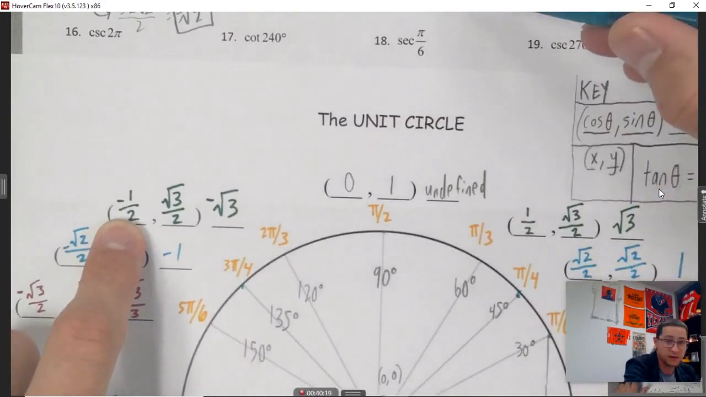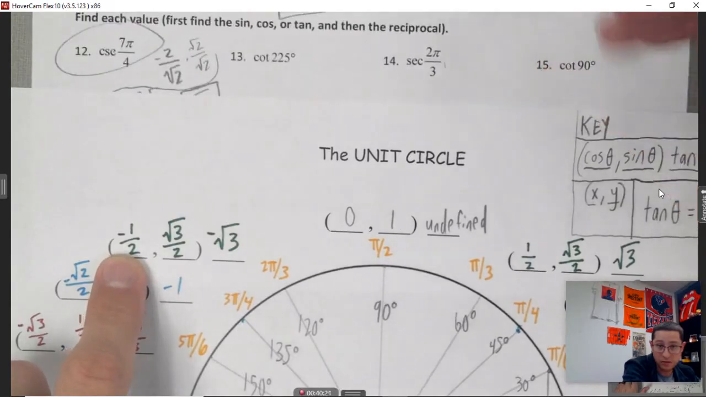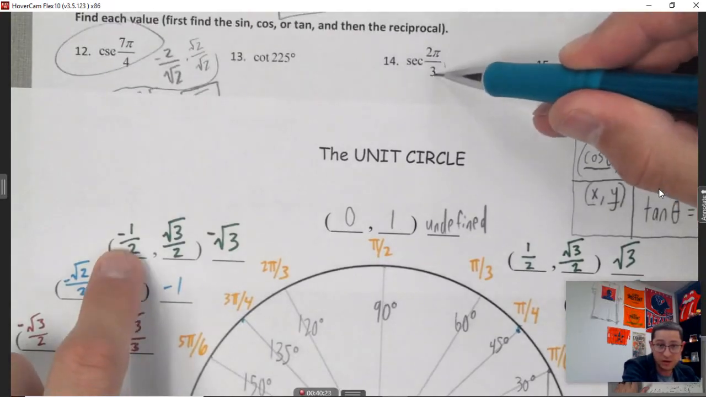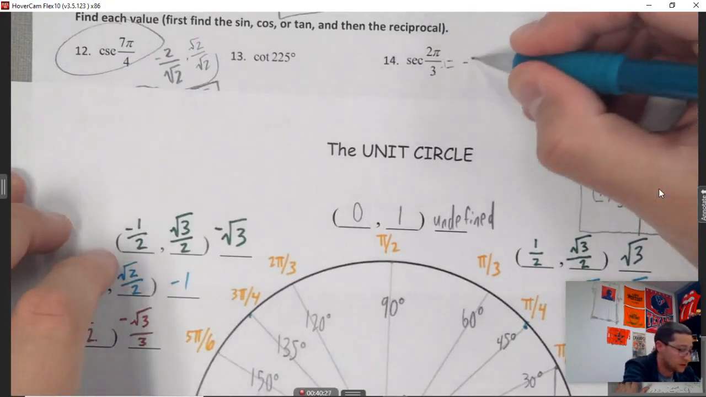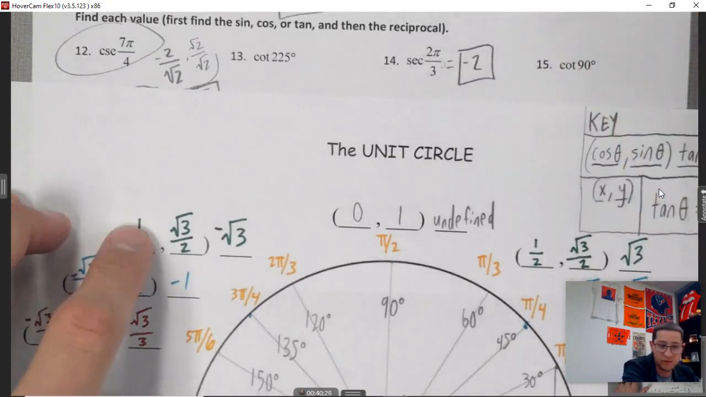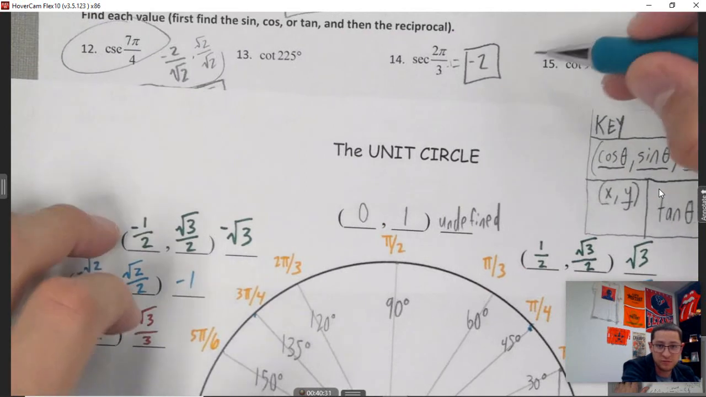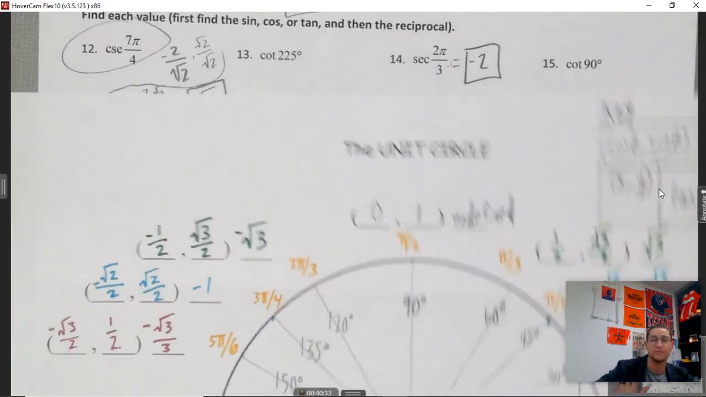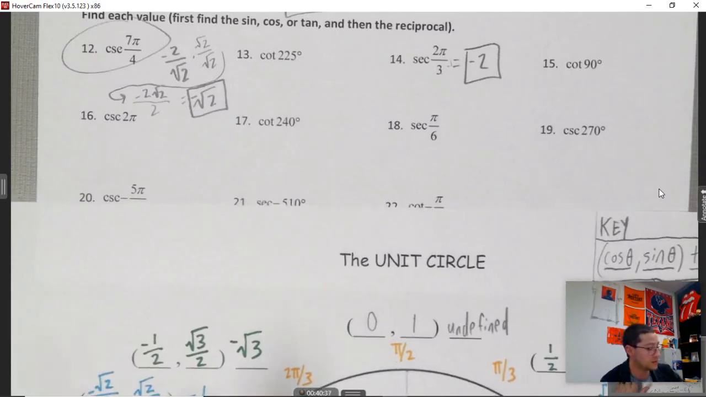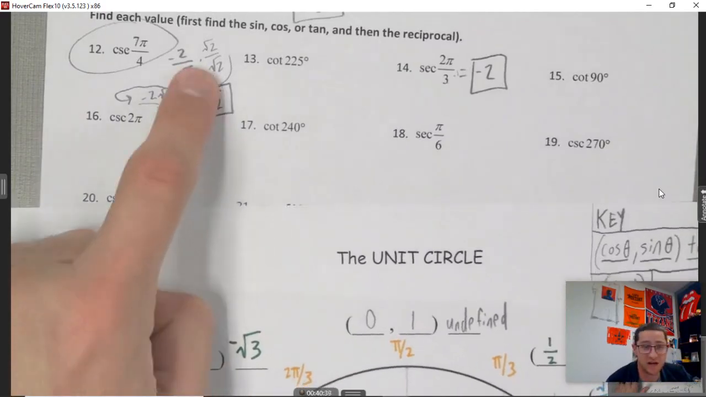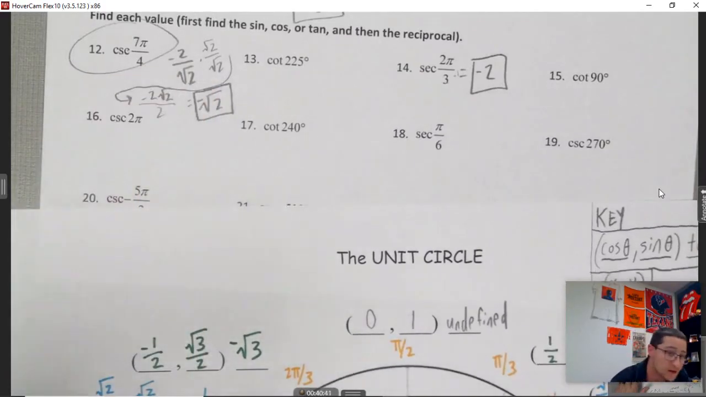Here it is, right? So cosine 2 pi over 3, that's negative 1/2. But now we're just going to flip it. So it ends up just being negative 2, right? Because if you flip negative 1/2, it ends up just being negative 2, okay? So that's that process there. Be careful on that because you may have to get rid of the radical like I had to do in that first one. That is it for today.